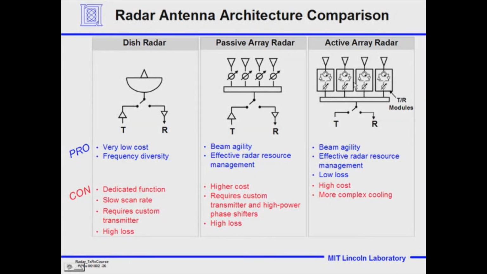Okay, now when we go to an active array, that means we have individual transmit receive modules behind each radiating element. Now, I'm going to show you in the next view graph what that is. But let's first look at the attributes. We're going to have the beam agility. Great. We're going to have effective radar resource management, as before. We're going to have lower loss, because we're not going to have the losses associated with the corporate feed. The whole transmitter and receiver will be right up there in the antenna. But it's a much more complex and costly system, the most complex and costly, but it does the most.